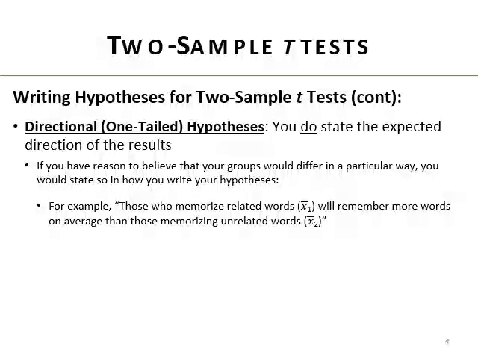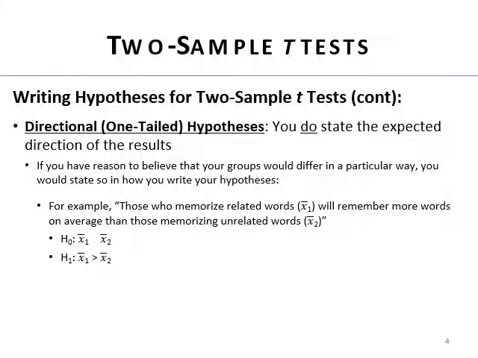So two different ways. Start with this one. For example, let's say you hypothesize that those who memorize related words, which is x bar 1, will remember more words on average than those memorizing unrelated words, which is probably true, right? You can remember a group of colors more than just random words. But anyway, this is just a didactic exercise. Starting with your alternative, you think that the mean number of words remembered by x bar 1 is going to be bigger than x bar 2, right? So, not so shockingly, greater than.